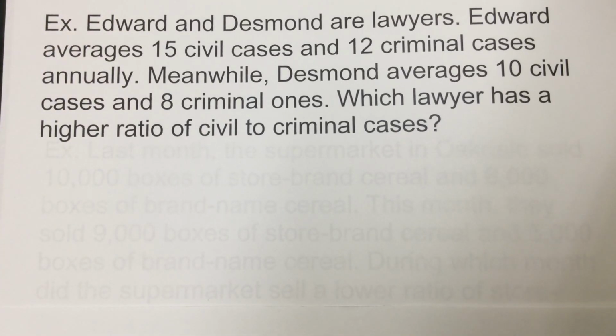So the first one here: Edward and Desmond are lawyers, and Edward averages 15 civil cases and 12 criminal cases annually. So every year, he's 15 civil, 12 criminal. Desmond then averages 10 civil and 8 criminal. So which lawyer has a higher ratio of civil to criminal cases? We're not necessarily looking at which one has more of them. It's which one has the bigger ratio.